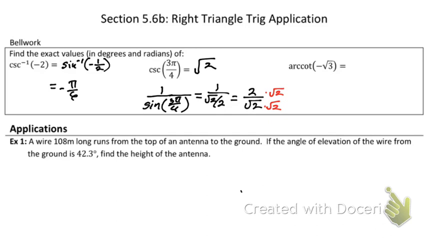Okay, the last one is arc cotangent of -square root of 3. Arc cotangent is not on my unit circle. So we're actually going to look for the tan inverse of 1 over -square root of 3. Get rid of that square root in the denominator, and you're looking for where tan inverse is -square root of 3 over 3.